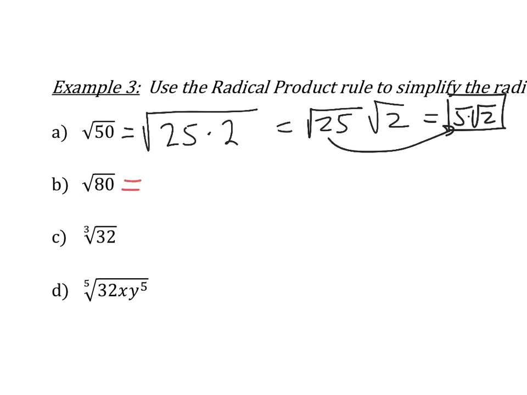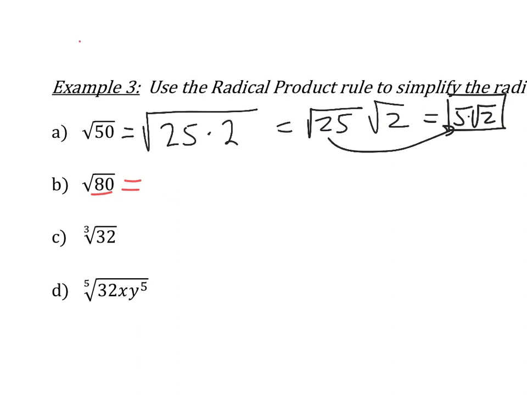So when we have the square root of 80, for example, we can think about some numbers. 4 goes into 80. We could break it into 4 times the square root of 20. However, there's another 4 that's hiding in here. 4 goes into 20 again. So that's a little clue that there's a bigger perfect square. So we want to pick the biggest perfect square.